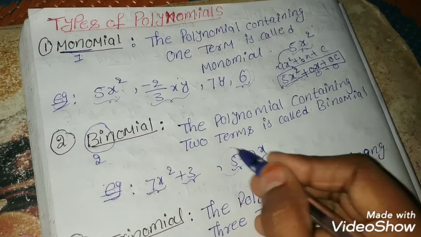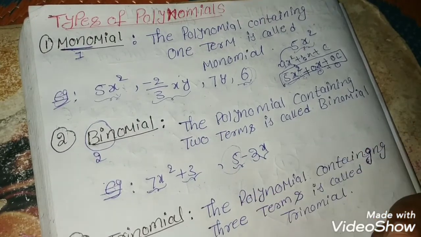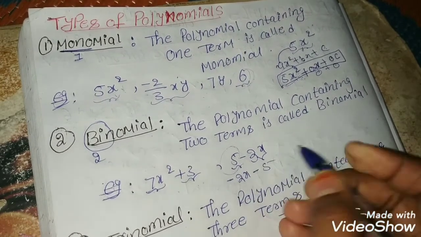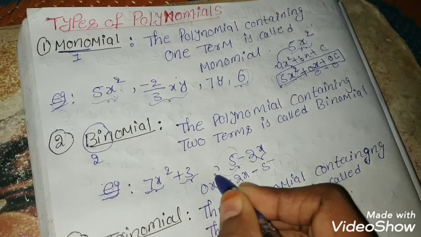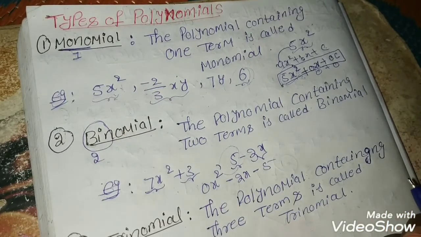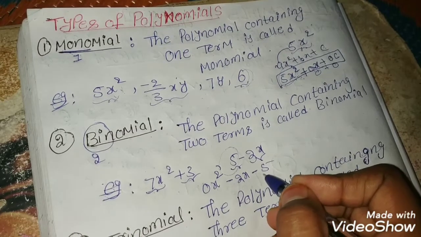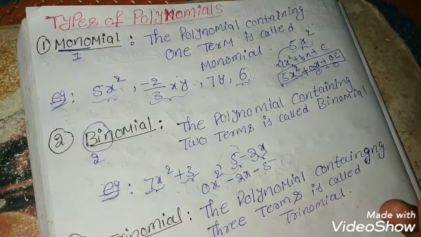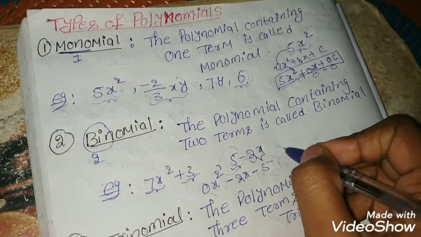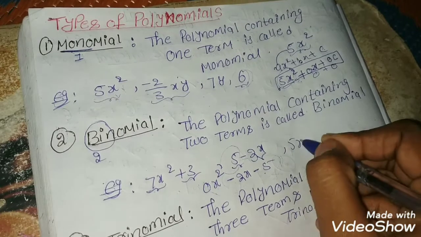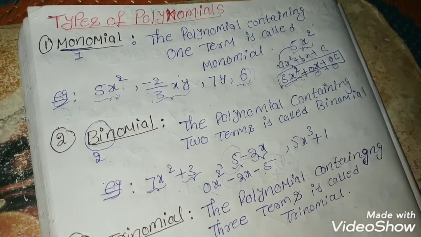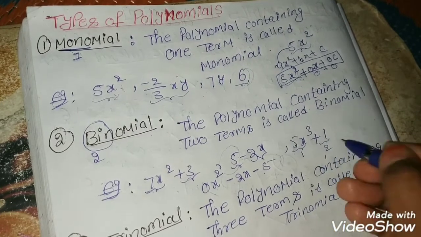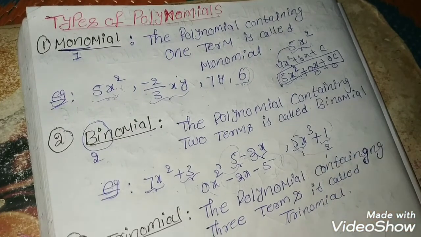Ma'am, must the first term be a square? No need. We can write like this also: minus 5. Here the first term is 0 into x square. The form is 0 into x square minus 2x minus 5. This is the order in which to write the polynomial. Okay. And next you can take anything like 5x cube plus 1. Okay, we have two terms. This is term 1, this is term 2. So we can call this polynomial a binomial.